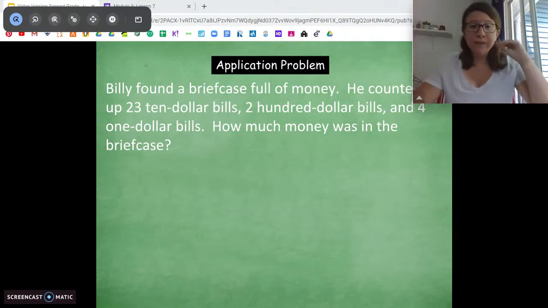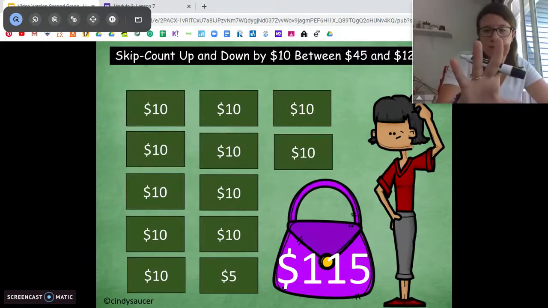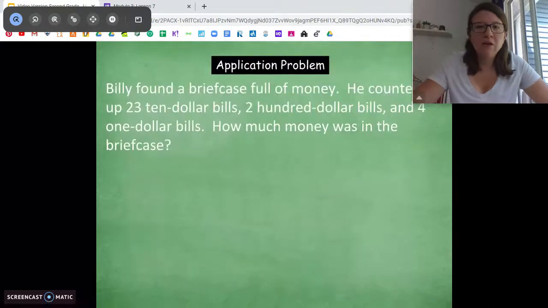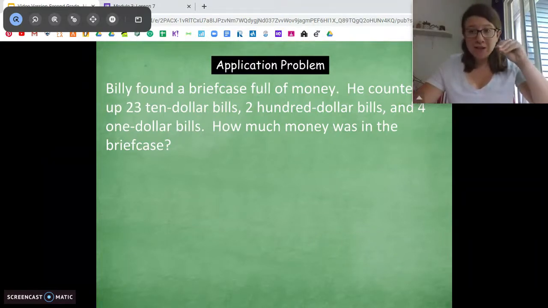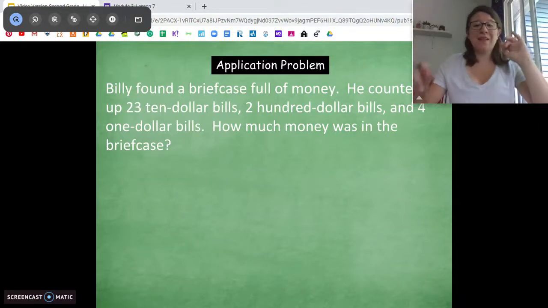What I want you to do is pause the video and draw this out. Use these kind of images to draw it out. Make little squares, mark how much money they are. So he has 23 $10 bills, 2 $100 bills, and 4 $1 bills. Pause the video, draw it out, figure out how much money was in the briefcase. Okay, let's go over it.